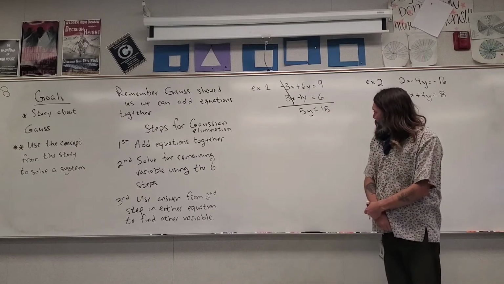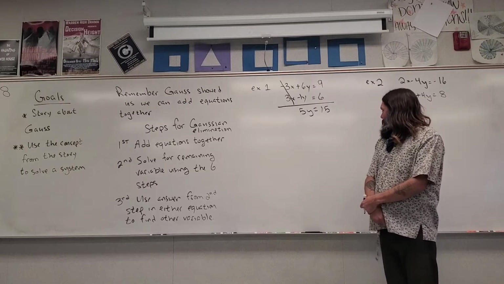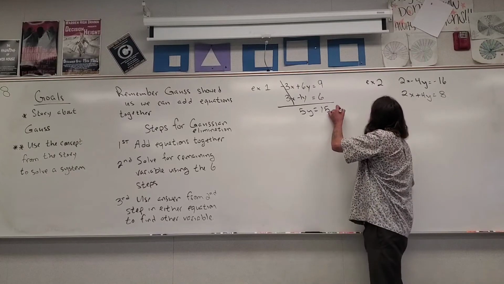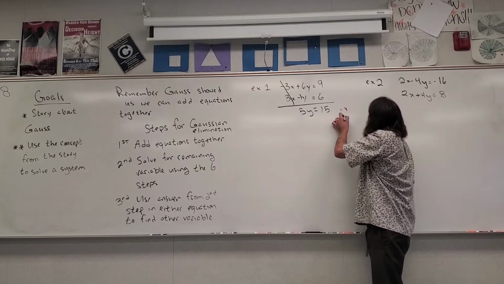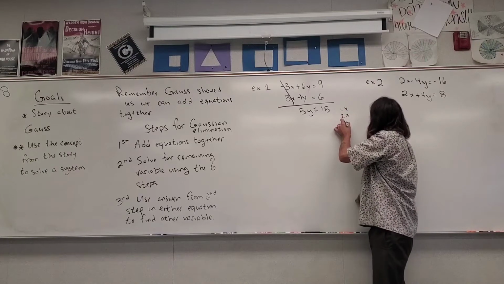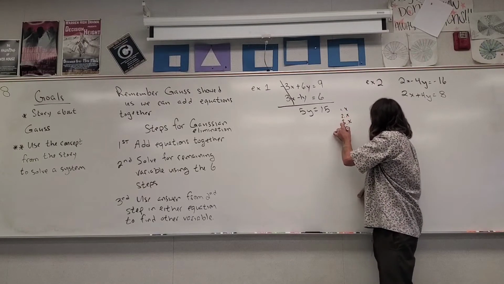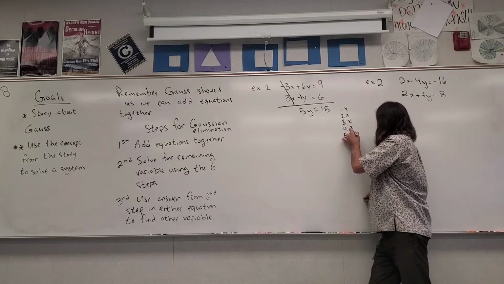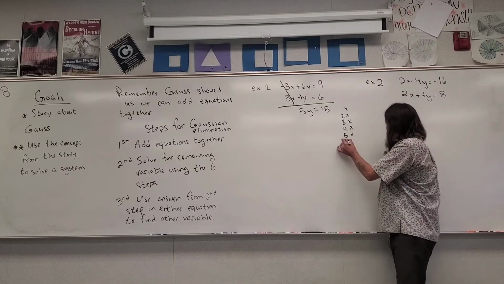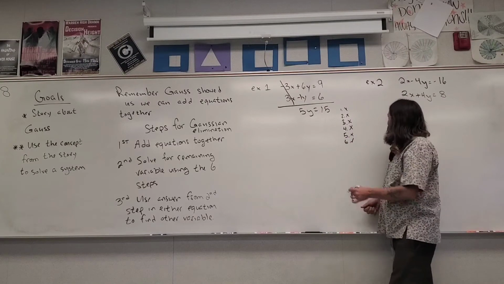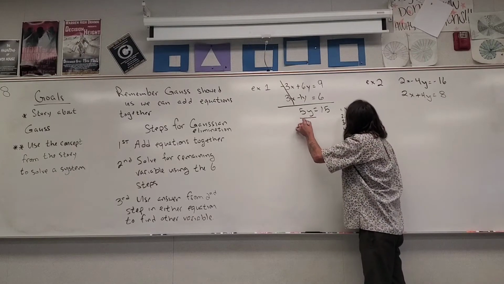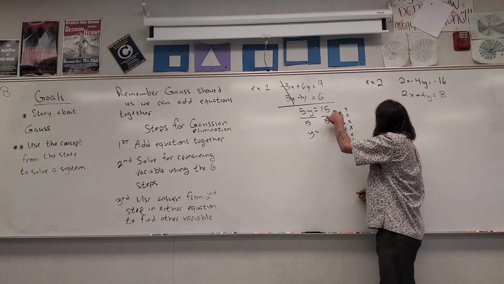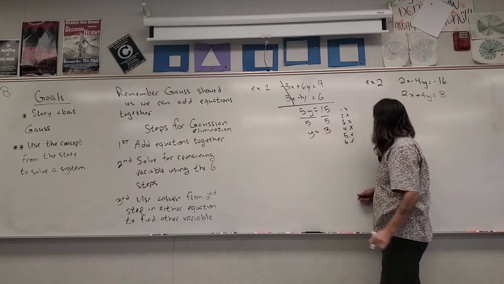Now our second step is to solve for the remaining variable using the 6 steps. Well, guess what? We only need 1 step to do this, right? I can't eliminate a fraction. I can't distribute. I can't combine like terms. All variables are on one side. I can't add or subtract away a number, but I can divide away a number. So now I'm going to divide away a 5. And y is equal to, 5 goes into 15 3 times.